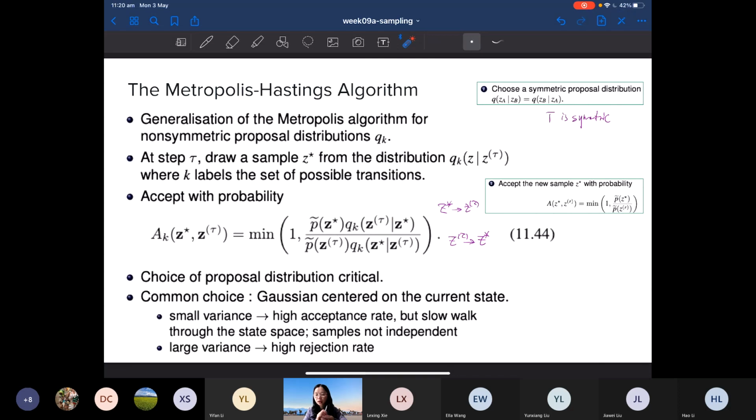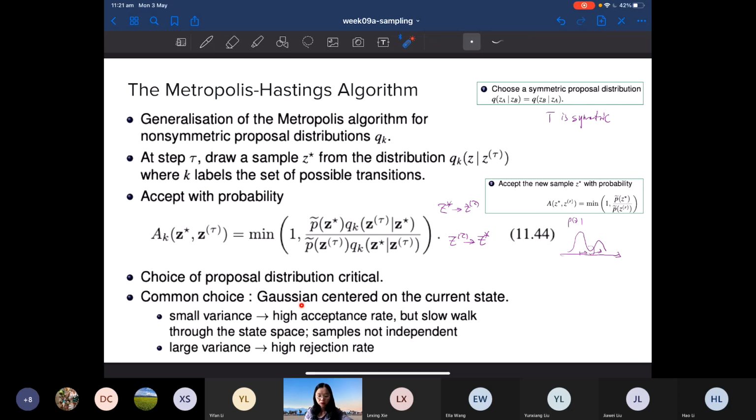The rationale of not just rejecting samples that have a lower probability is as follows. You remember our stereotypical P of Z that we would like to sample may look like this. Then we would like to move through this low probability region with non-zero probability to another mode, right? So the choice of proposal distributions, as you can see, is critical. It can allow us to move towards another mode or not.